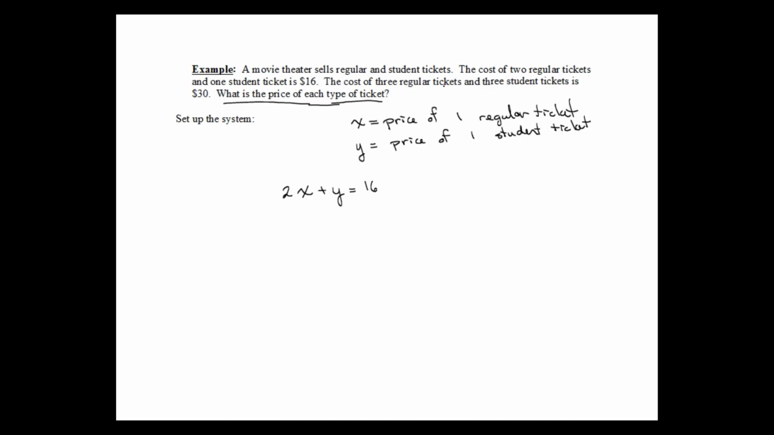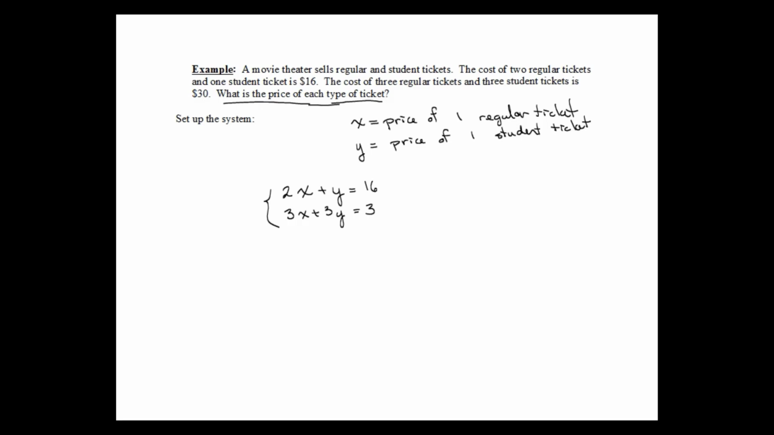To do the second situation, the cost of 3 regular tickets, so we take the price of 1 regular ticket, multiply by 3. We take the price of 1 student ticket, multiply by 3. We add them together and we get $30. Here is our system. Now let's solve it.